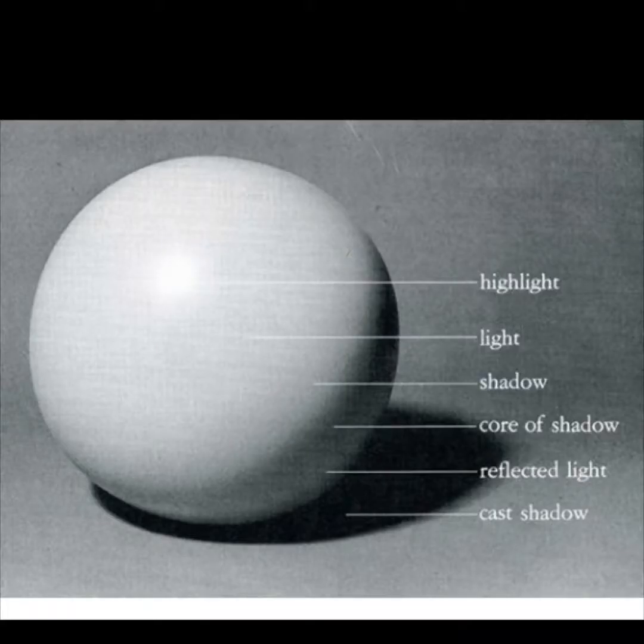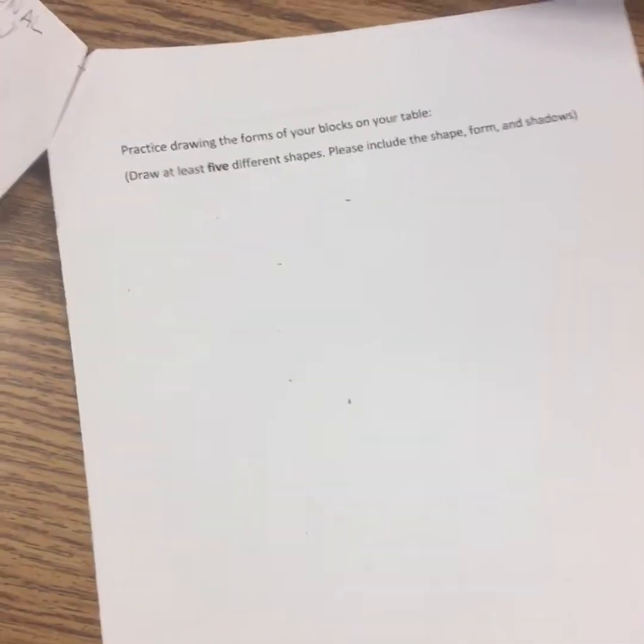Value is the lights and darks of an image. So you can see that this shape, this sphere here, has a deep dark shadow and then has really bright parts, which are almost white, and we can call those highlights, and then we can call the dark parts the shadows. Okay, so let me explain the next directions.